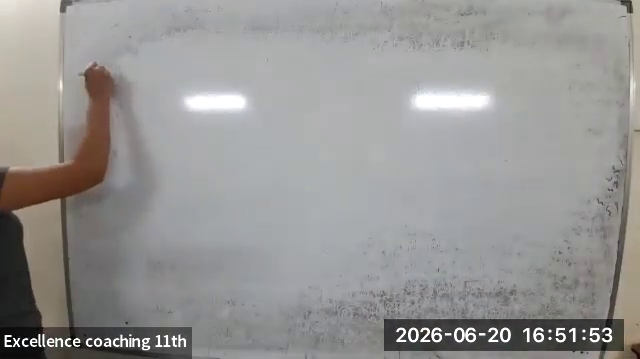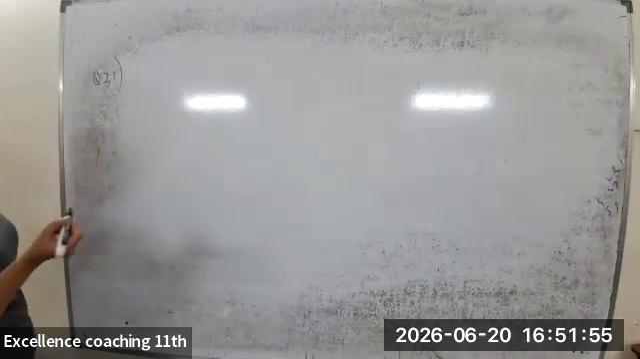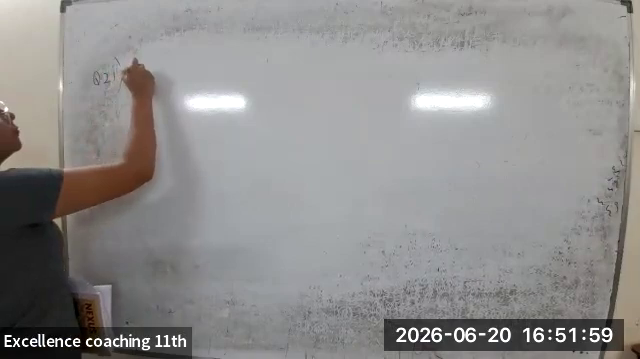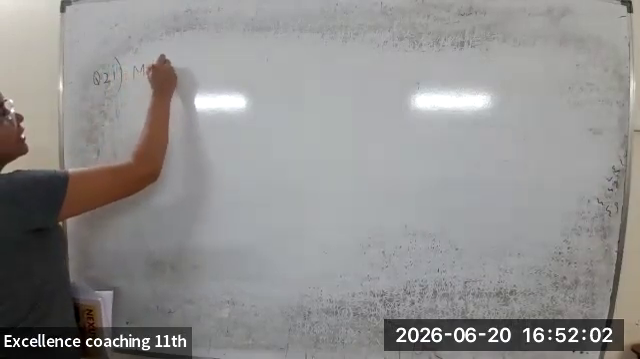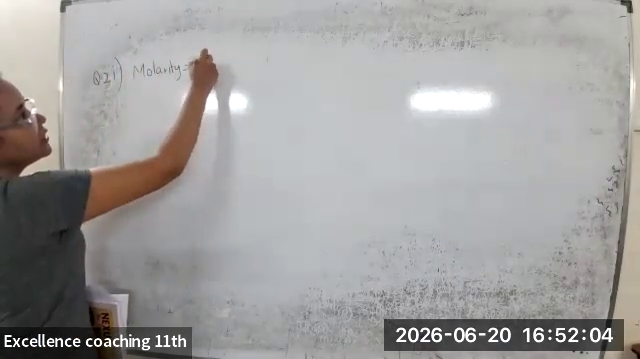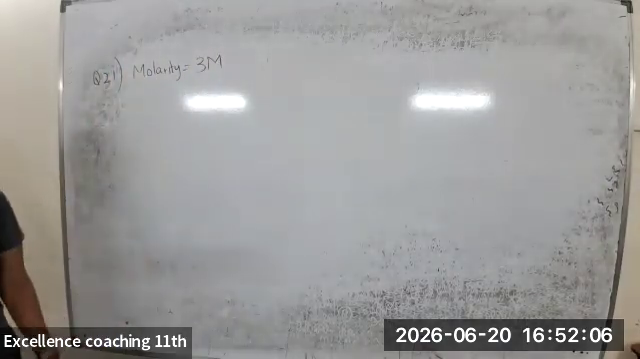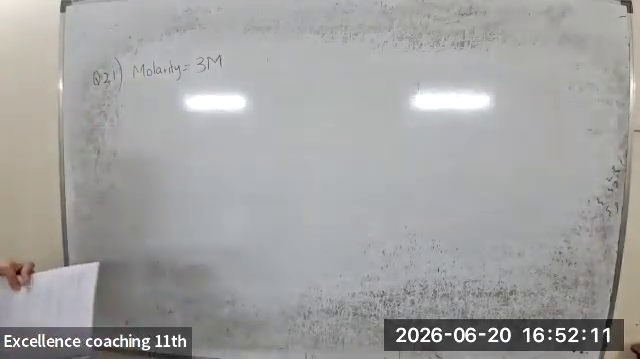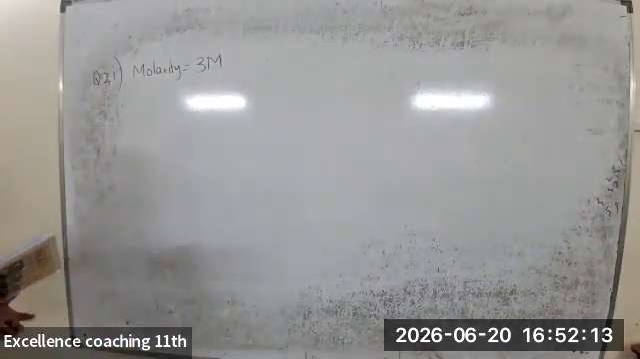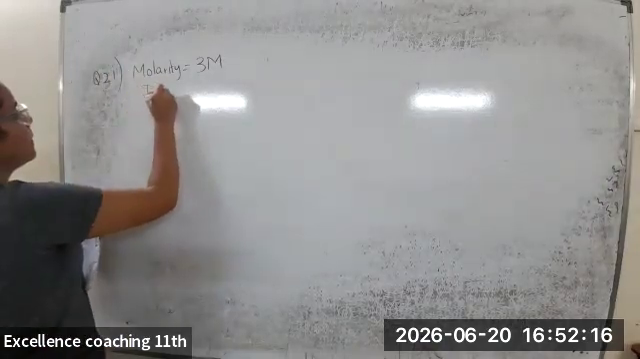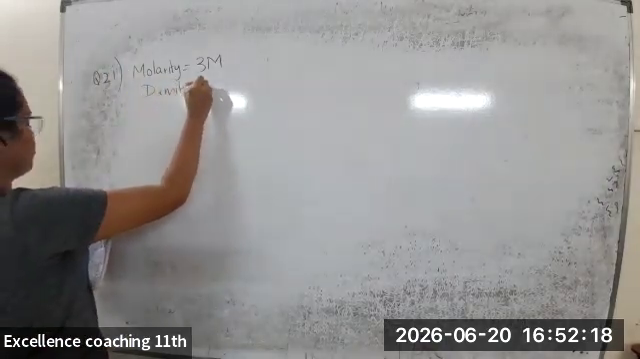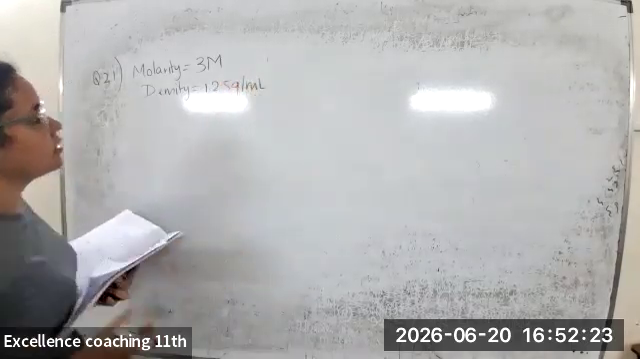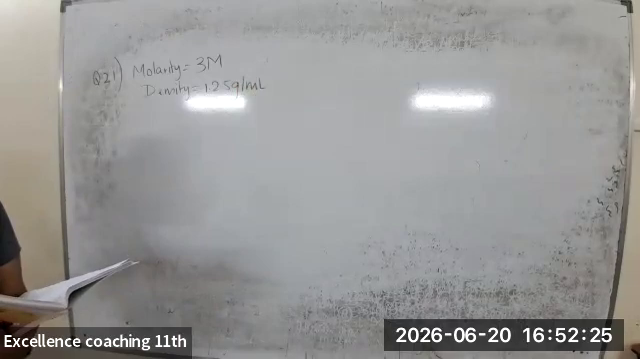Okay. Question 21. So what are we given? We are given molarity, no? That is 3 capital M. So capital M is basically for molarity. Then we are also given the density, that is 1.25 grams per ml. You all can see, or should I change the marker?